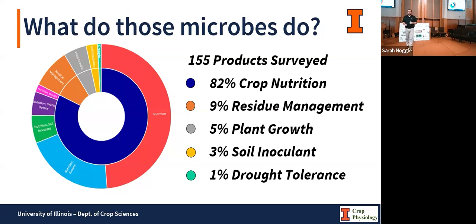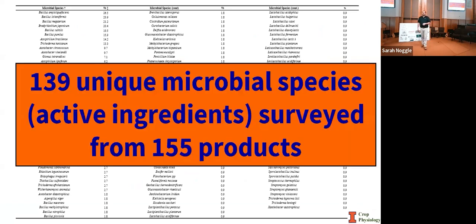How many different microbial species do you think I identified when I surveyed these? Remembering that the microbial species is the active ingredient. So how many active ingredients among 155 different products? There they are. 139, I'll sum it up for you. Active ingredients from those 155 products.